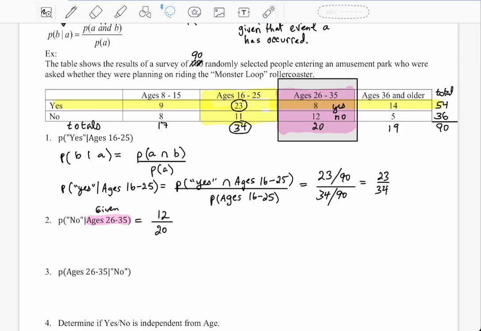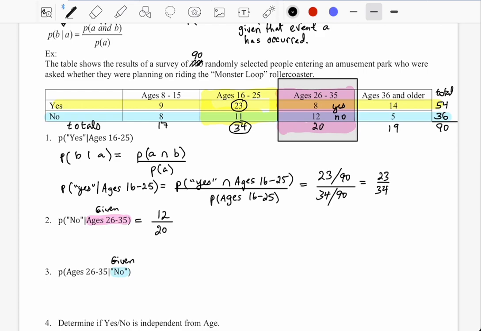All right. So I would look at, for the next one, I'd have my given here. I'll go blue for those keeping score at home. My given is the no's. From that set of no individuals, I just want anybody who falls in the age group of 26 to 35.